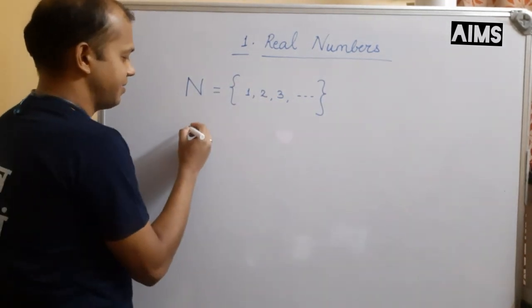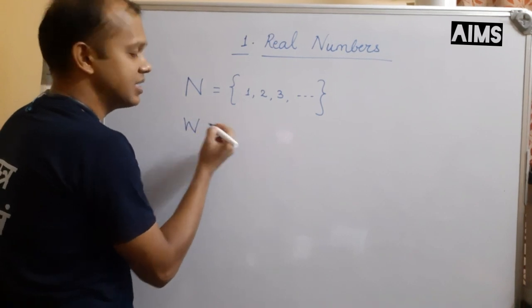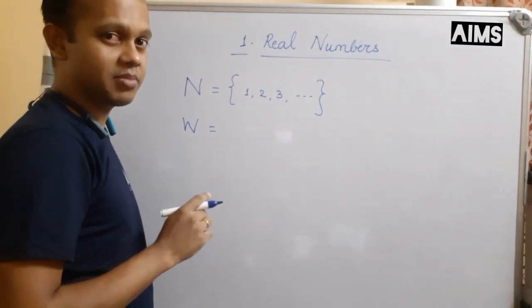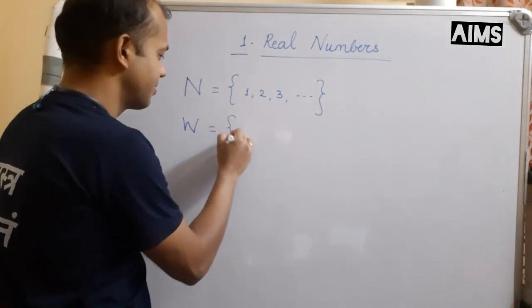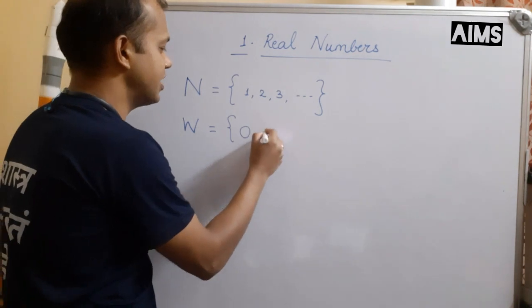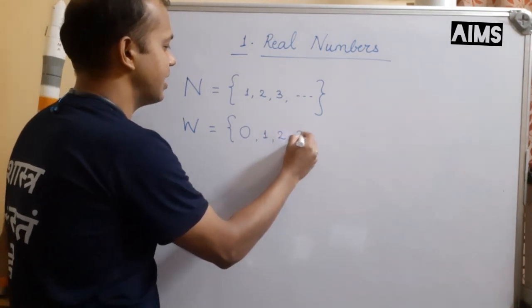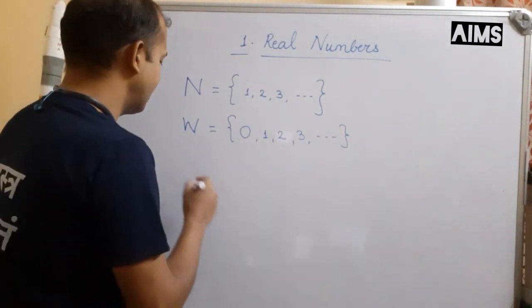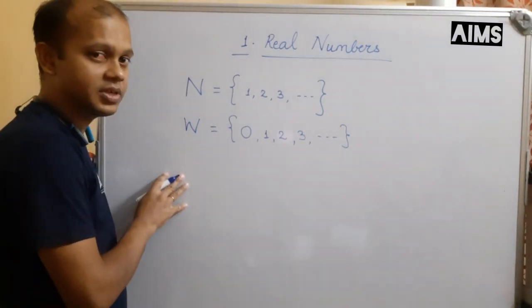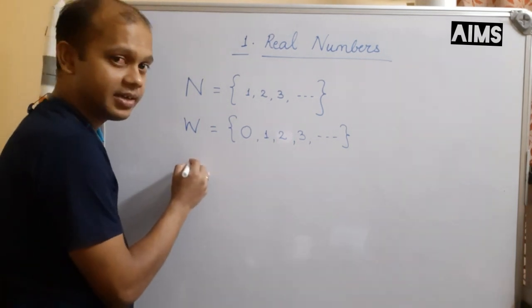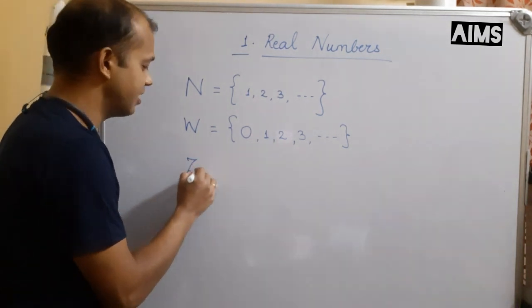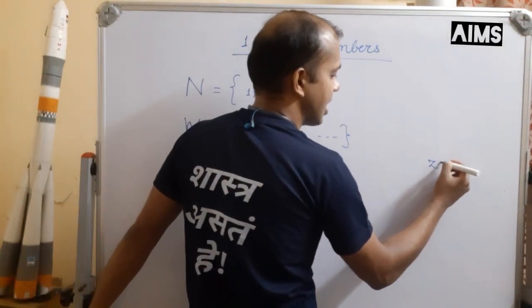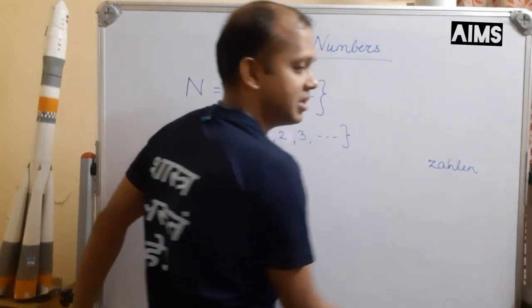The second set came into existence after the invention or the discovery of 0, and this was done by Aryabhatta. When we add 0 to the set of natural numbers, the set that we get is called the set of whole numbers. Then the third set that we are going to discuss is integers, and this set is denoted by the symbol Z. Z is a European language word for Zahlen, and Zahlen means to count.